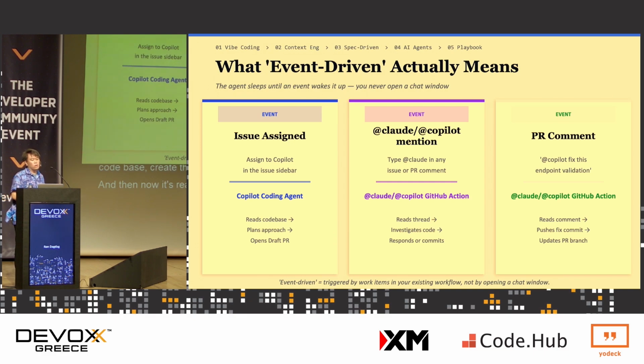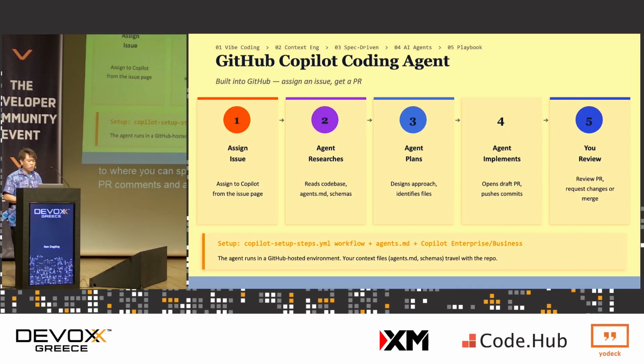So in GitHub, you can assign the issue to Copilot, or you can specify at Copilot or at Claude, and then you can use it to review the PR comments and all that. So first, you assign the issue, then the agent would research, create that plan, implement that plan, and then you can review after that.